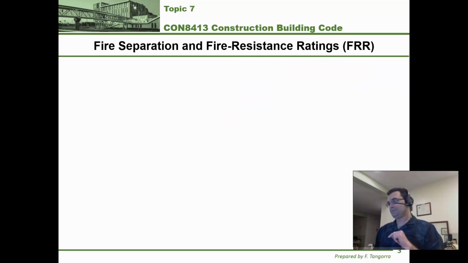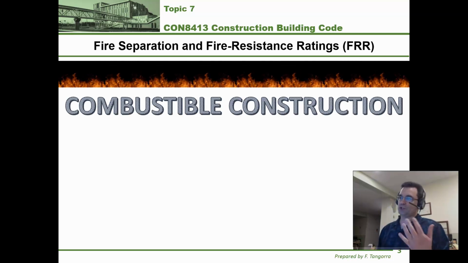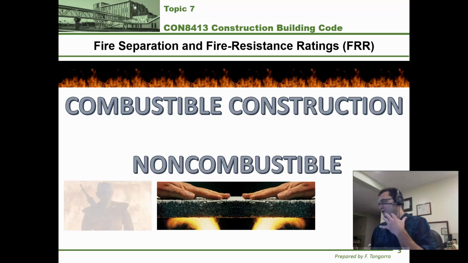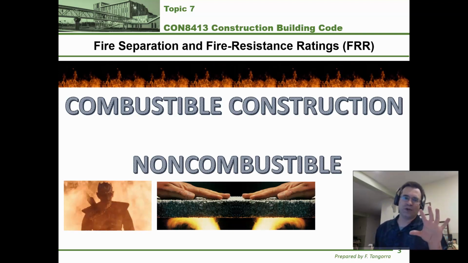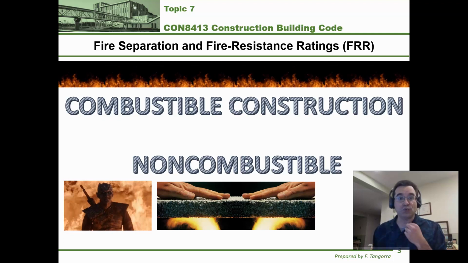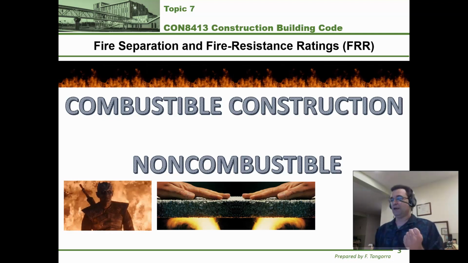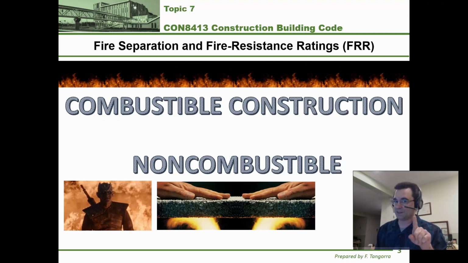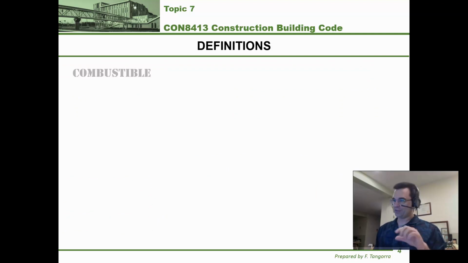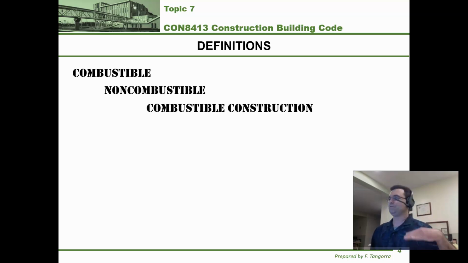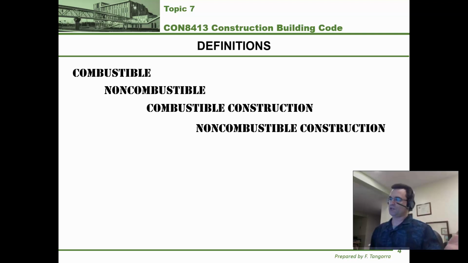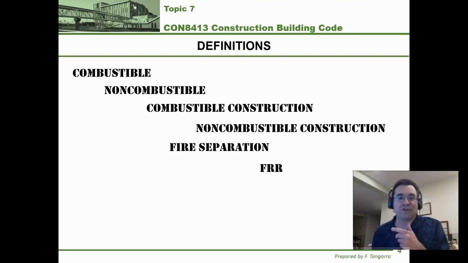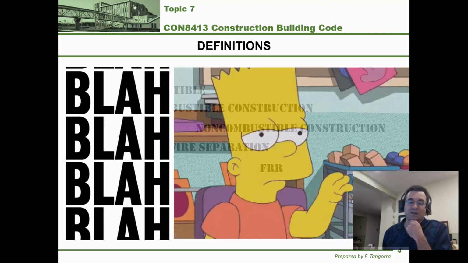So we're going to first start distinguishing between combustible construction and non-combustible construction. I'm sure at this point you have an opinion as to what the difference is between the two, but we're going to see what the building code says is the difference, because it is important. To do that, we have to go over a whole bunch of definitions: combustible, non-combustible, combustible construction, non-combustible construction, and then fire separation and fire resistance rating. The building code provides definitions for all of these things, so we're going to go through them ourselves.